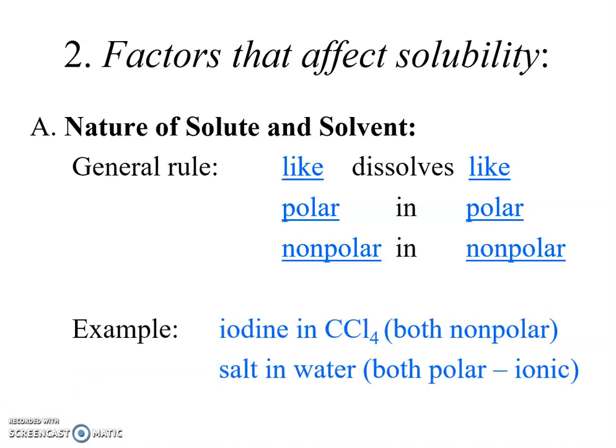So as an example, iodine, and this is going to come up in the packet that you do, iodine is molecular, it's balanced, it has no charge. Carbon tetrachloride is very balanced, also has no charge. So iodine will dissolve in carbon tetrachloride. Salt is ionic, has charges. Water is polar, we've said, has charges. So salt will dissolve in water. So salt is ionic, water is polar.